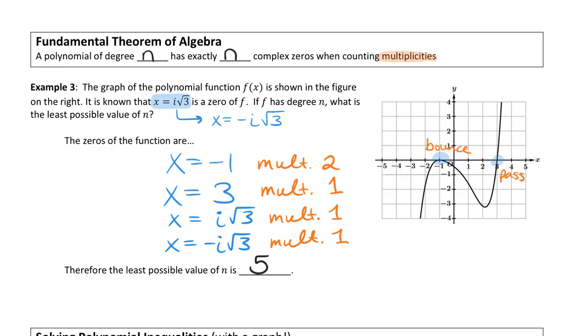2 plus 1 plus 1 plus 1 is 5. So you have to count the multiplicities instead of getting caught up in looking at just the zeros you can see.